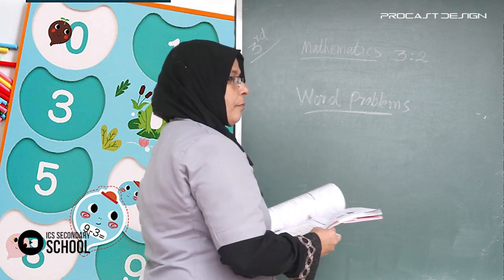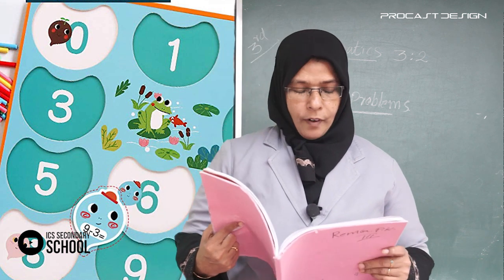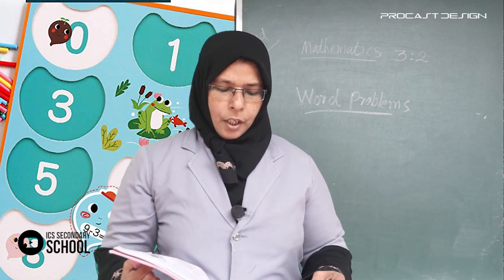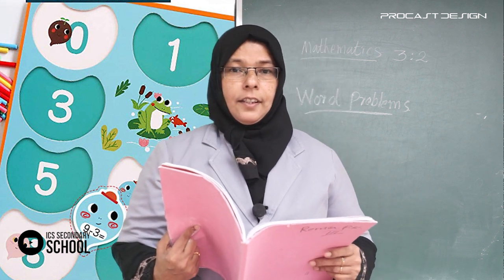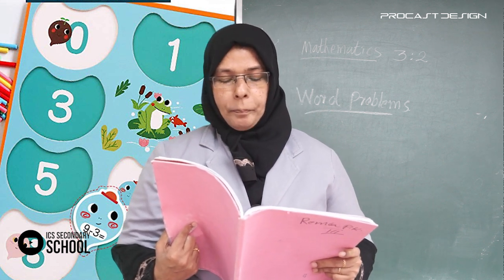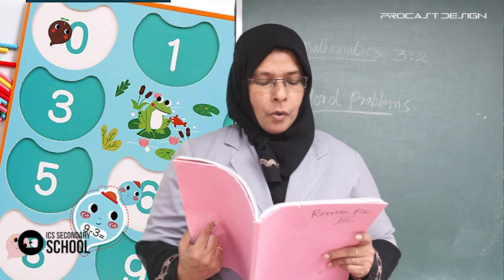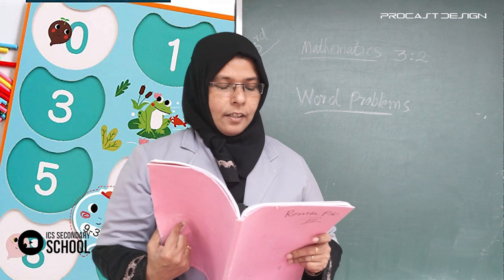There are some word problems. Listen in your textbook. Example 1. Anil bought a book for rupees 35 and 50 paise and a pencil box for rupees 12.25 paise. How much money did he spend in all? The question: how much money did he spend in all?